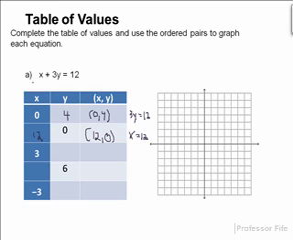Here it says x is 3. When x is 3, I'm going to get 3 plus 3y equals 12. Start by subtracting 3 from both sides. On the right side, 12 take away 3 is 9. You get 3y is equal to 9. Divide by 3, and you get y is 3. So the point 3, 3.